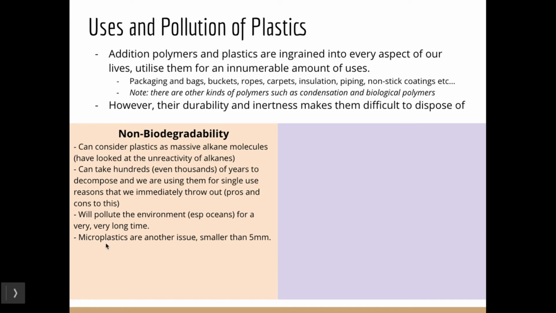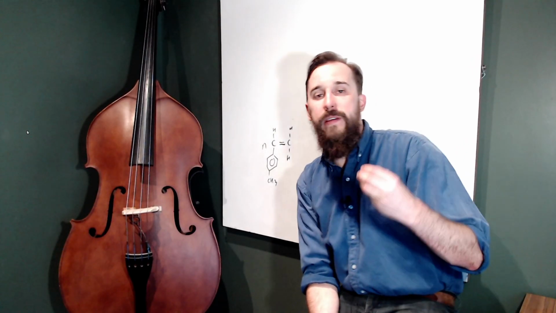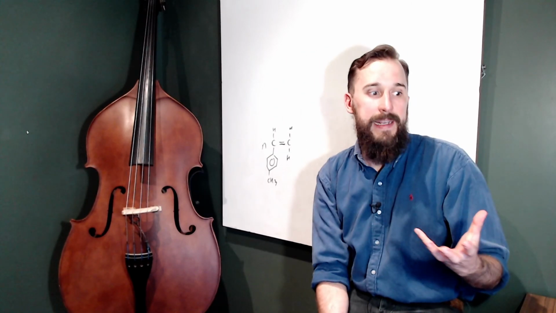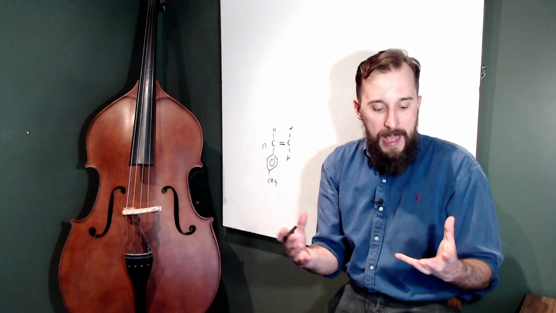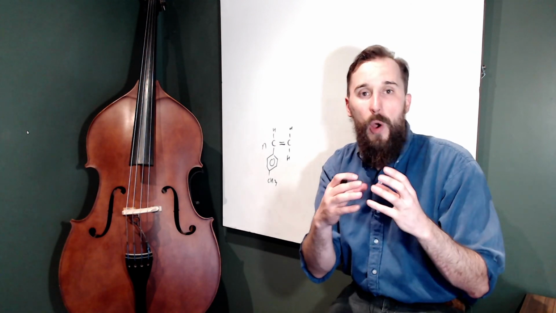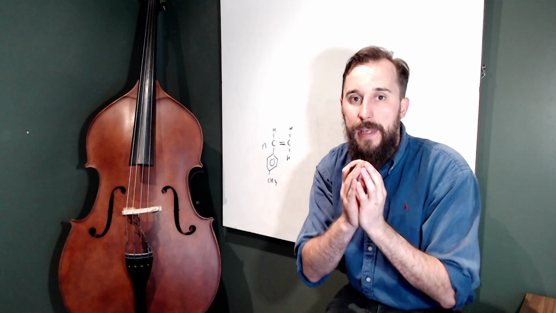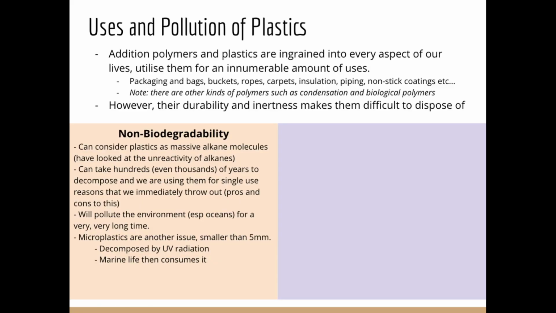And there's this current issue that has only recently come to light of microplastics. And these are plastics that are smaller than 5 millimeters. So although our alkanes are very unreactive, they can be decomposed by UV radiation. So you imagine plastic floating in an ocean, getting all that UV rays, it will eventually react and start to decompose. However, it is going to get into the food cycle of the marine life.